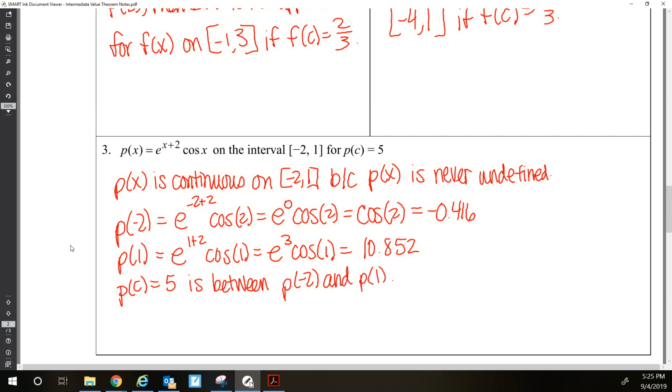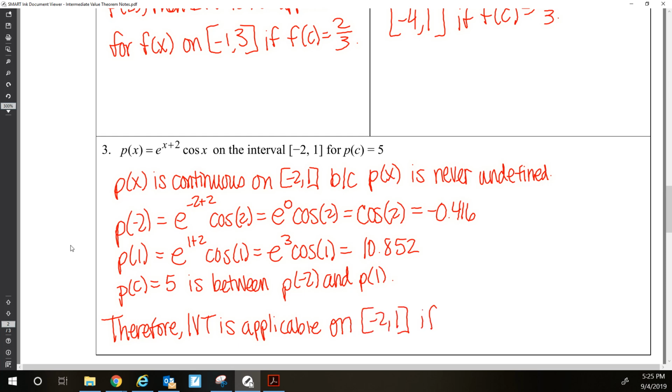So we've shown that it's continuous because it's never undefined. We've shown that our P of C value, which is 5, is between P of -2 and P of 1. So therefore, IVT is applicable on -2, 1 if P of C is equal to 5.